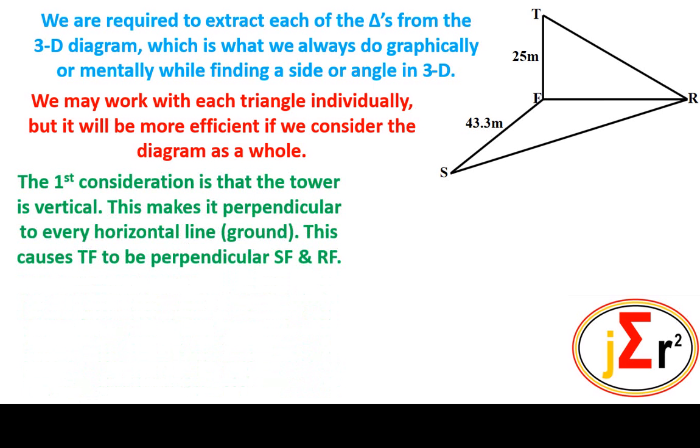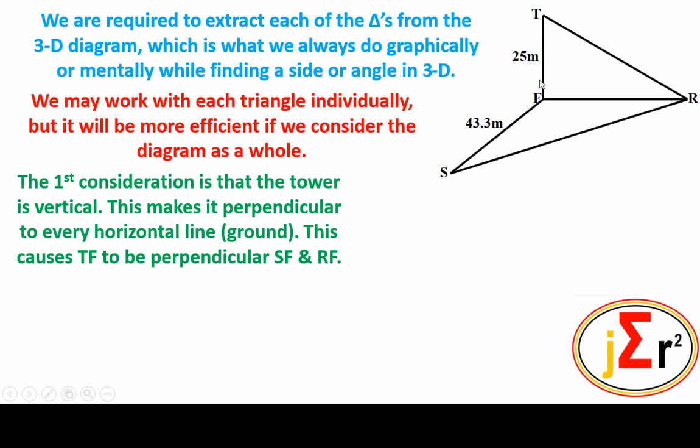The first consideration is that the tower is vertical. This makes it perpendicular to every horizontal line or every line on the ground. This causes TF to be perpendicular to both SF and SR. This tower is vertical.